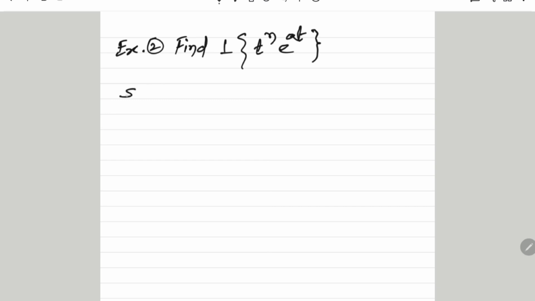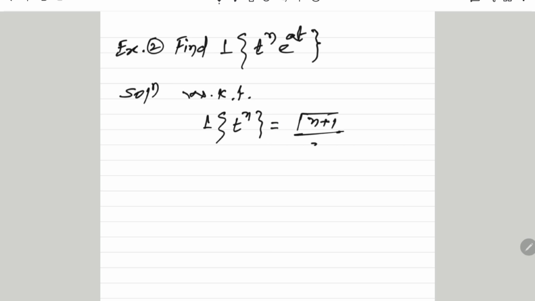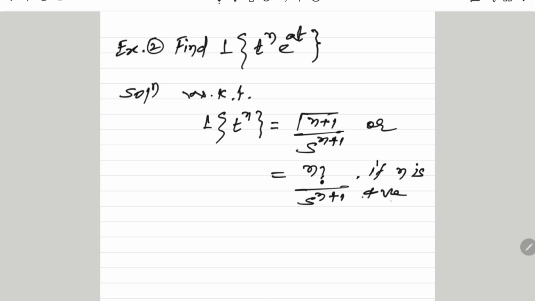We know that the Laplace transform of t raised to n has two values: gamma n plus 1 divided by s raised to n plus 1, or the second value, n factorial divided by s raised to n plus 1 if n is a positive integer.